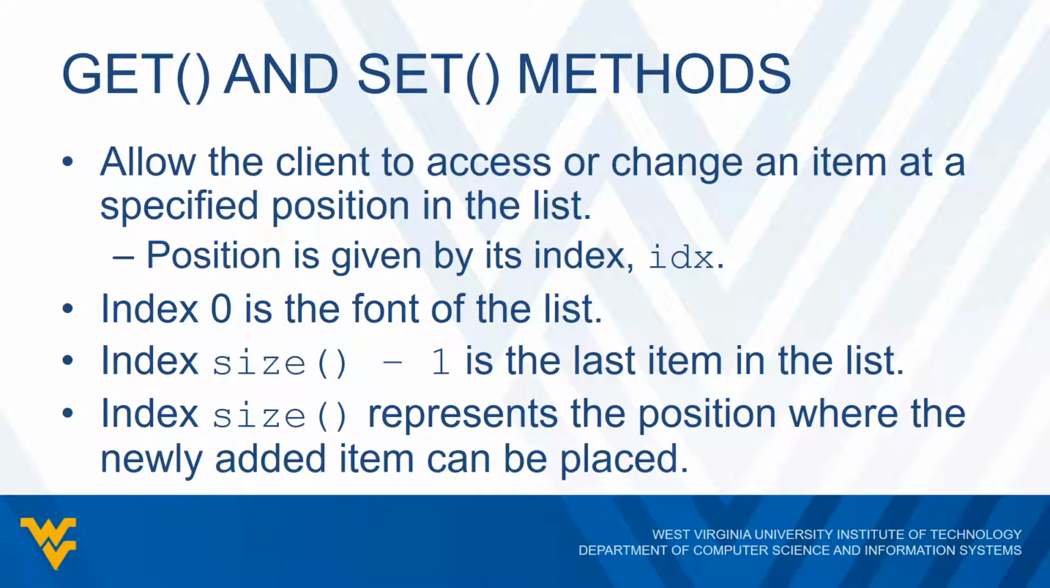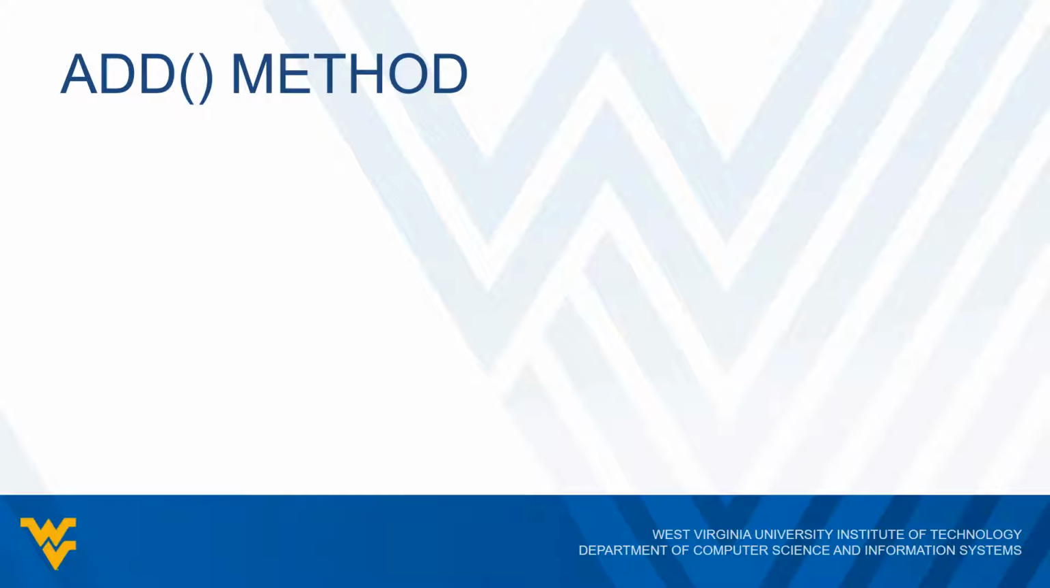And then size, well, not only is it going to tell us how many items are currently in the list, but it would also represent the position where a newly added item can be placed. So if we have to add a new item, we're going to add it at the end, and we can use this size value to say, this is the place where we're going to add the next item in the list.